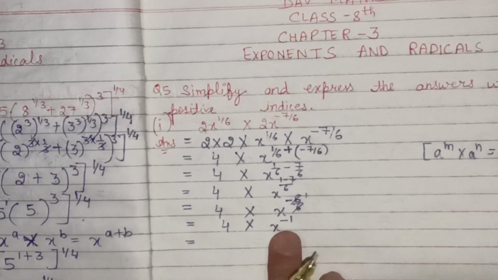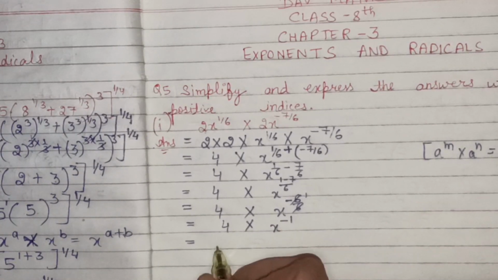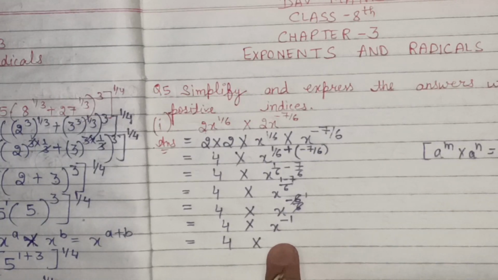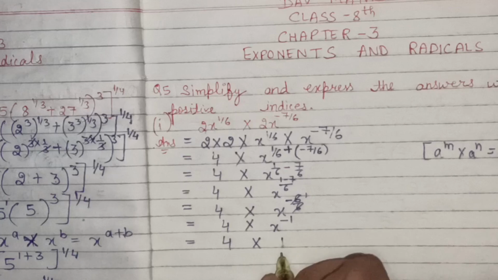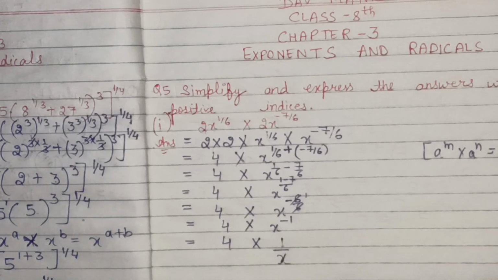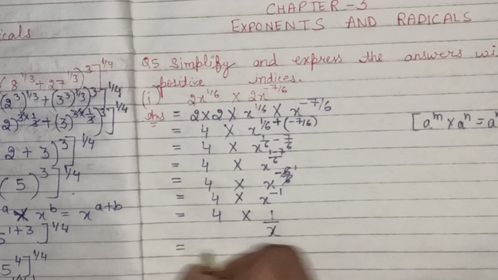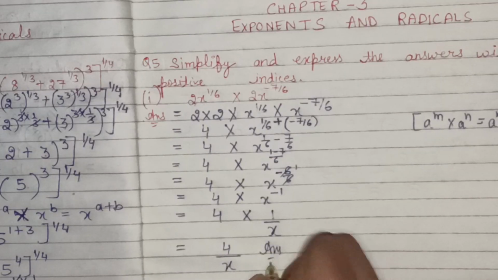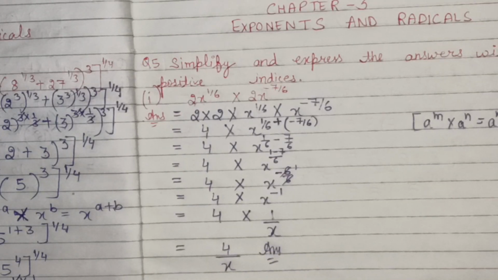Now I convert this negative exponent into a positive exponent. I write 4 multiplied by x raised to power minus 1 as 1 upon x. By writing this it becomes a positive exponent. Then I write here 4 multiplied by 1 upon x, which is equal to 4 ones are 4 upon x, here 4 is the numerator, x is the denominator. This is our answer: 4 upon x is our answer of this question. Now move to our next, second part.